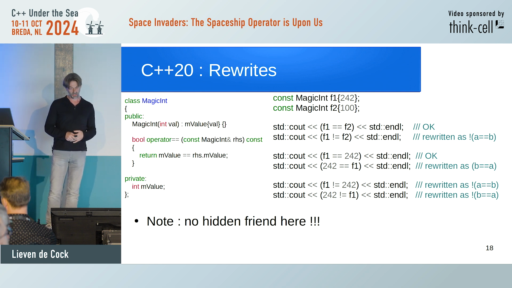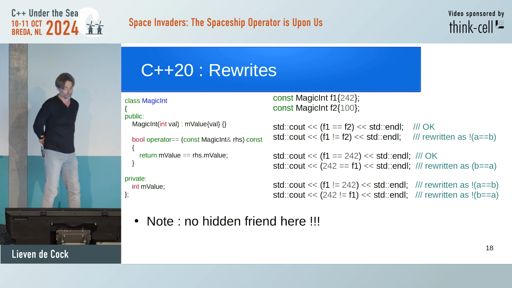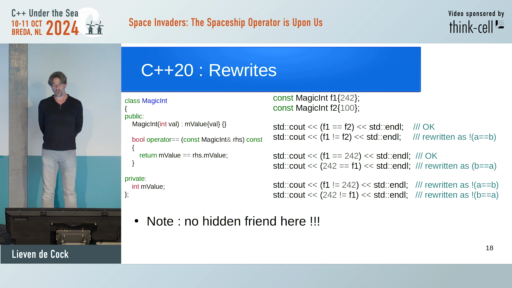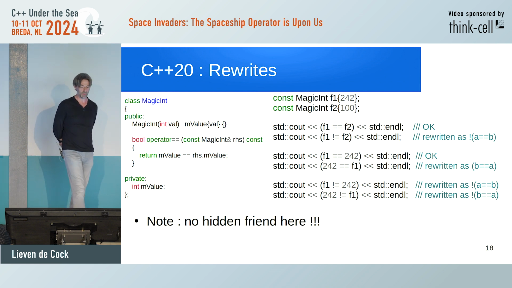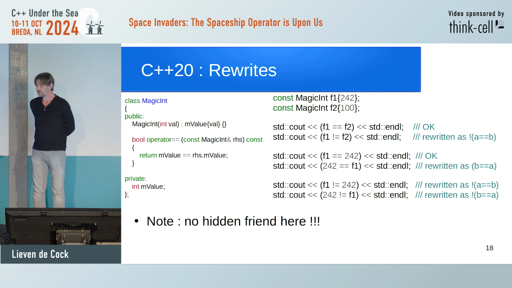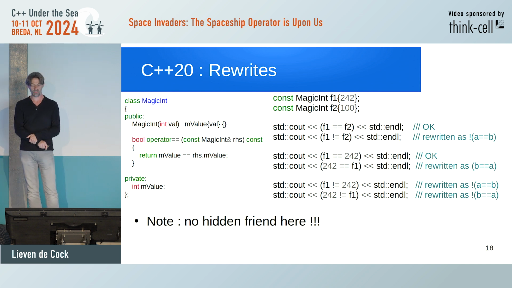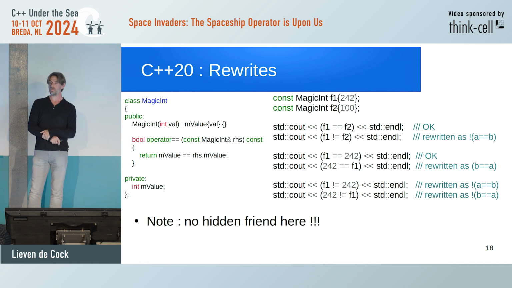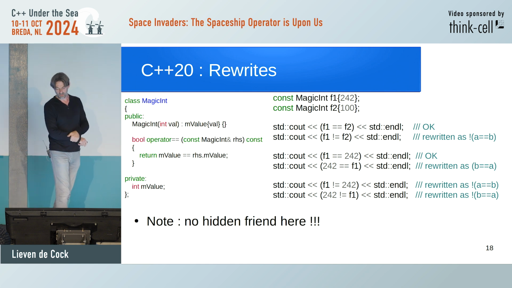So here you see an example with those rewrite rules. I have a magic int f1, I have a magic int f2, 2 instances, and the only thing I have implemented is the equality operator. So I did not implement the not equal operator. So the first one is f1 equals f2. We have implemented that, so that's okay. And then we say f1 is not equal to f2. We did not implement that one, but the rewrite rules are helping us. It's saying, I'm going to rewrite this as A equals B and take the negation of that. So that works.